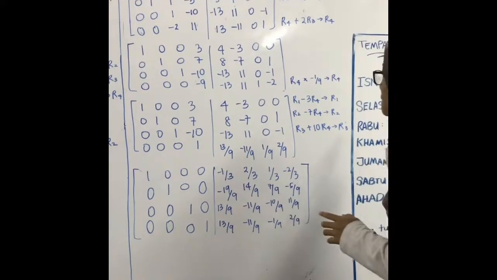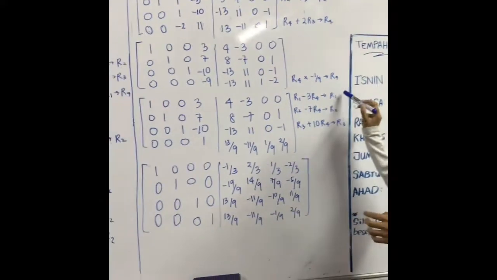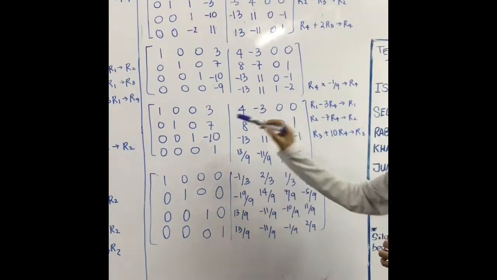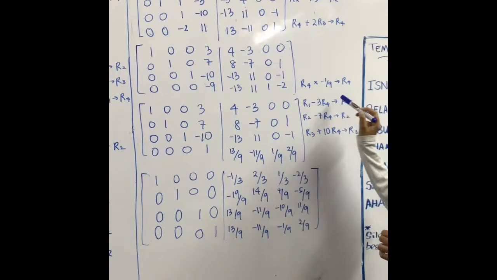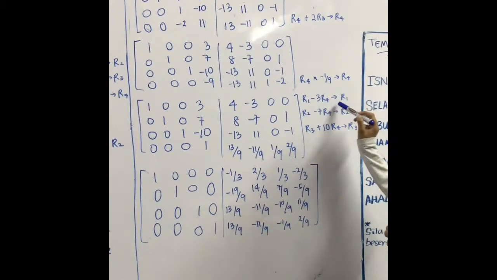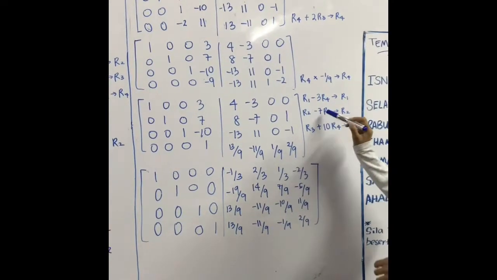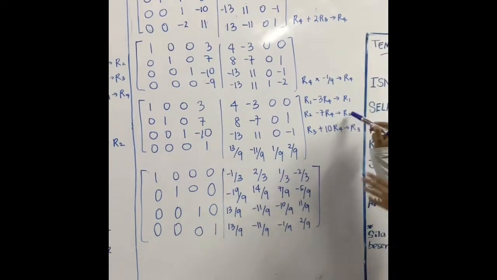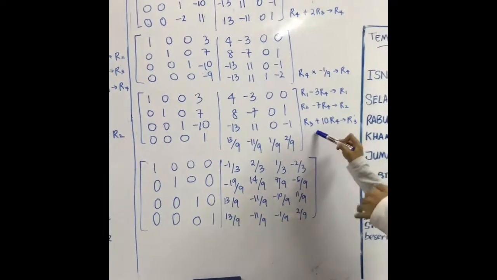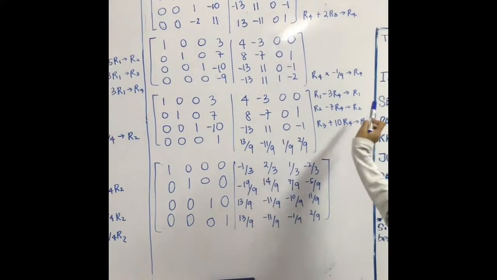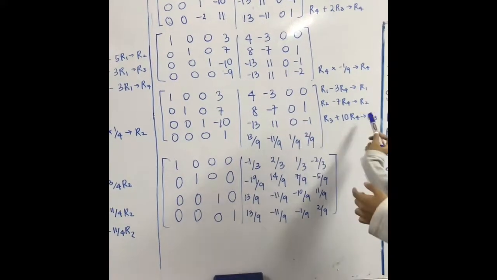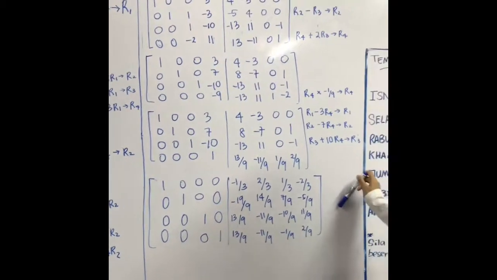Then we proceed with the next numbers following this number, and we get this number. And then the last one, we will change row 1 using R1 minus 3 R4, we will get R1, and then R2 minus 7 R4, we will get R2, and for R3, we will add 10 R4. And then when we finish the step, we will get this answer here.